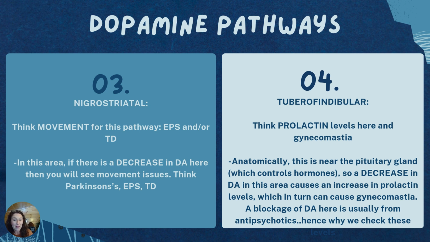So if we have a decrease in our dopamine in this area, this is going to cause an increase in prolactin. So if you think back to our psychopharm classes, and we're always testing a prolactin level for anybody that is on antipsychotics, this is why right here. Because our antipsychotics are working on dopamine, decreasing it so that we can get rid of those positive signs and symptoms of schizophrenia, but it is also decreasing the dopamine in the tuberofundibular area, which causes that increase in prolactin. So this is how I remember it.